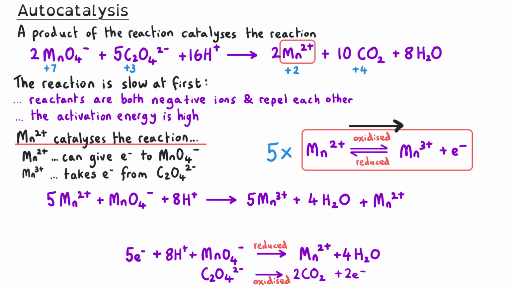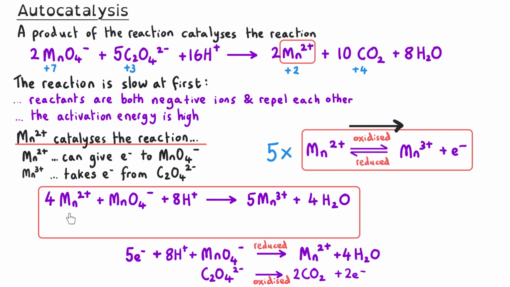But what you should notice about this equation is that there are 5 manganese 2 plus ions on the left-hand side and 1 on the right-hand side. And we need to remove the 1 from the right-hand side and 1 of the manganese 2 plus ions from the left-hand side, and that gives us this equation taking place for the first step.